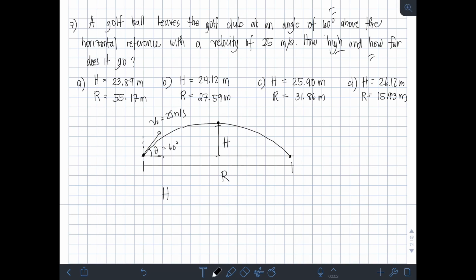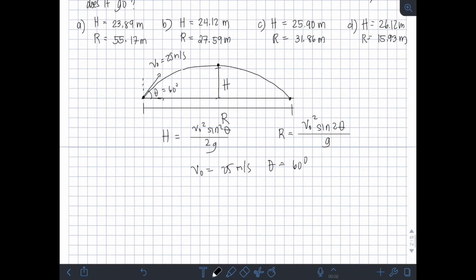So, meron lang tayong formula dito. So, for maximum height H, it is equal to v0 squared sine squared theta over 2g. And then, yung range natin R is equal to v0 squared sine 2 theta over g. So, given naman lahat, right? Kasi meron tayong v0 na 25 meter per second. And then, yung theta natin is 60 degree. So, plug in lang natin.